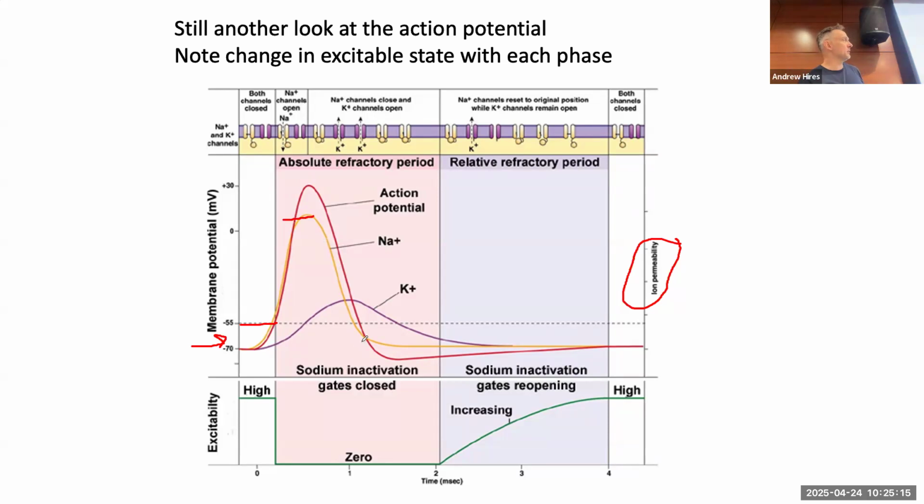And the potassium permeability is how many potassium channels are open in the membrane at a given time. Okay, so our sodium permeability shoots way up, our action potential shoots up high. It gets to right about here. And two things are happening at the same time.